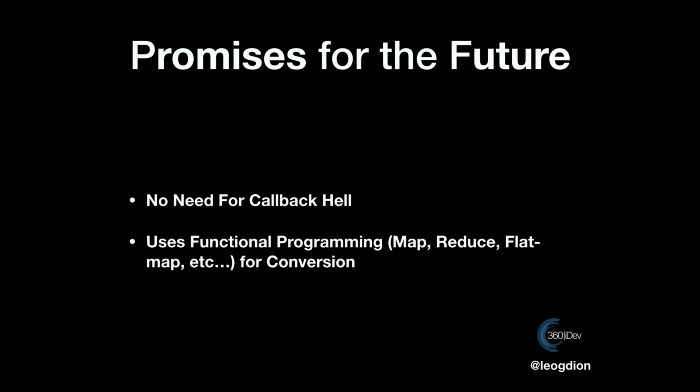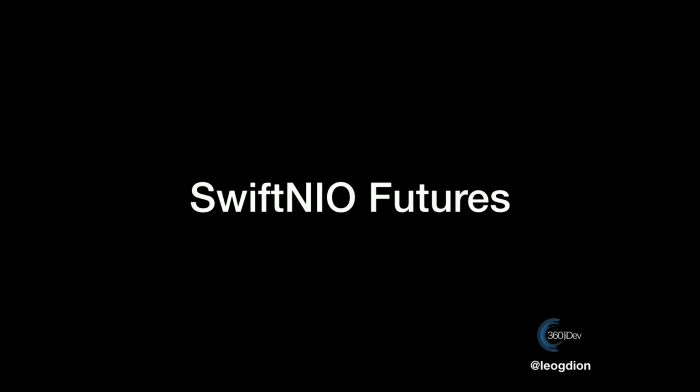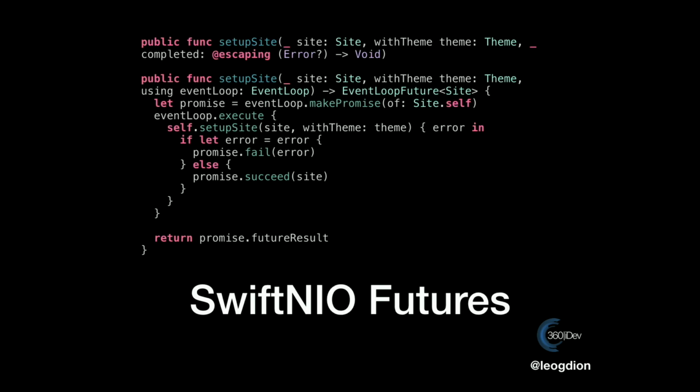So I've heard already a few people talk about SwiftNIO. But SwiftNIO has a really great infrastructure for doing that with their futures. So here's an example of some code where I am setting up a website with a theme, and then I simply return an error when it's completed. So what I want to do is convert the one that takes a closure into something that actually returns a future, or what SwiftNIO calls an event loop future.